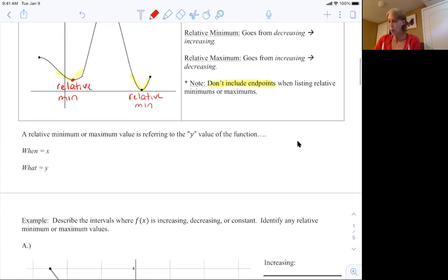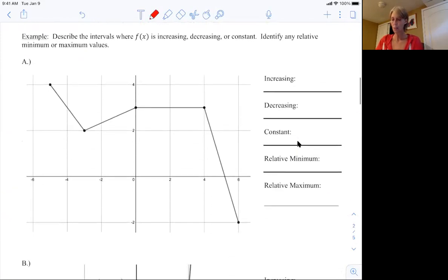A relative maximum or minimum value is referring to the y value of the function. So when I ask you what the relative max or the relative min is, we're going to really use the y value. We are going to discuss this more in calculus. When we deal with word problems, it might say, when does it occur? That would be the x. What it is, that's the y. For our couple of examples here, we're going to describe the intervals where f of x is increasing, decreasing, or constant. Then we want to identify any relative maximum or minimum values on our graph.